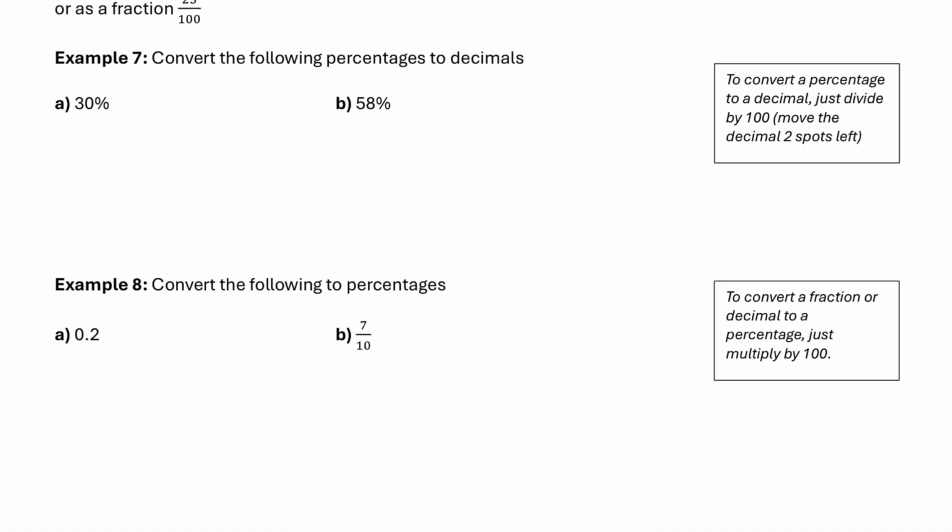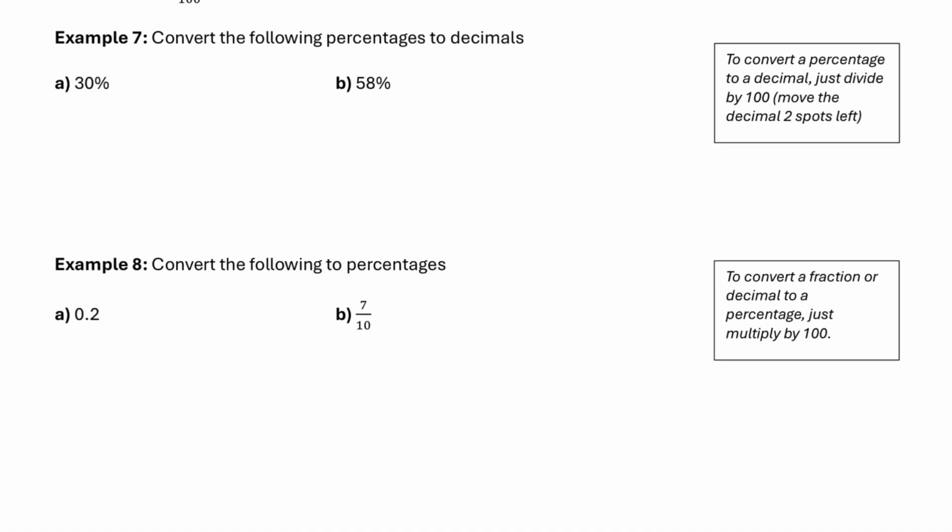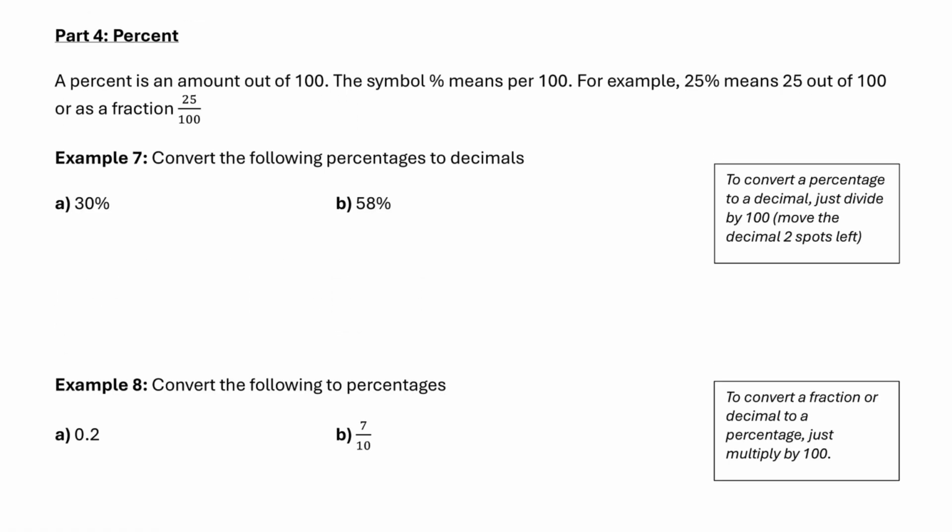So let's try example 7 that says convert the following percentages to decimals. Well, remember 30% just means 30 out of 100. So I can write that as a fraction, 30 divided by 100. And then to get the decimal value, you actually just do that division.